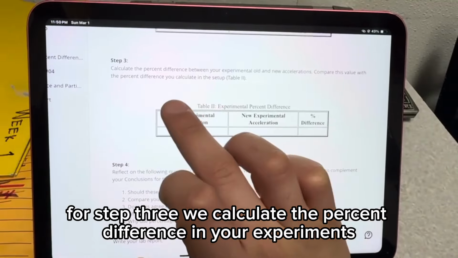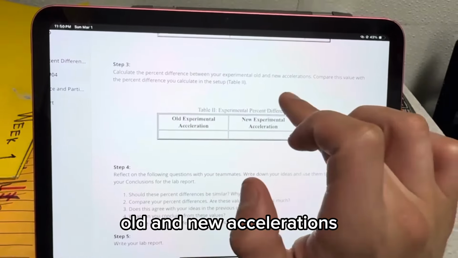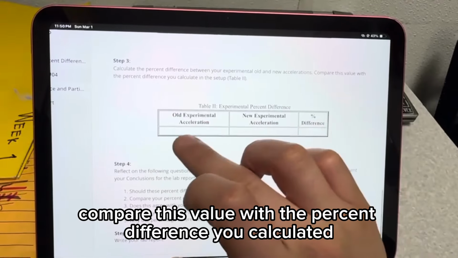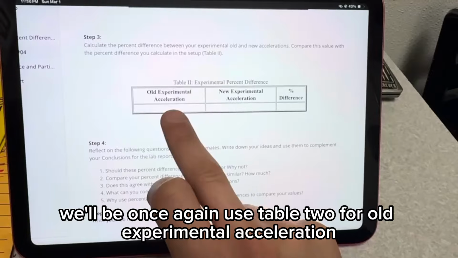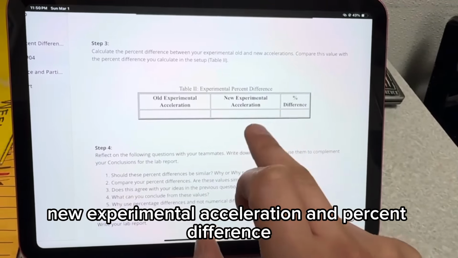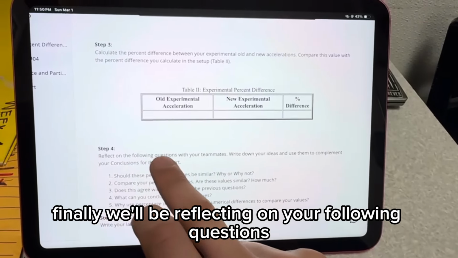For step 3, we'll be calculating the percent difference between your experiment's old and new accelerations. Compare this value with the percent difference you calculated in the setup. We'll be once again using table 2 for old experimental acceleration, new experimental acceleration, and percent difference. Finally, we'll be reflecting on the following questions.